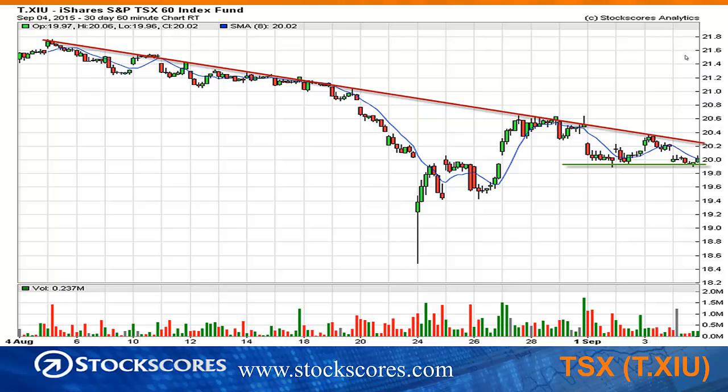Here's the TSX on an intraday basis. Again, the 30-day, 60-minute chart. You can see that basically tops are falling on that chart. That means the sellers are in control. We do have some short-term support building here, but with the pessimism in that pattern, that's not really a good-looking pattern. What we need to see, if you're bullish on stocks, or if you want to be a buyer of the Canadian market, is you need to see this red line get broken.